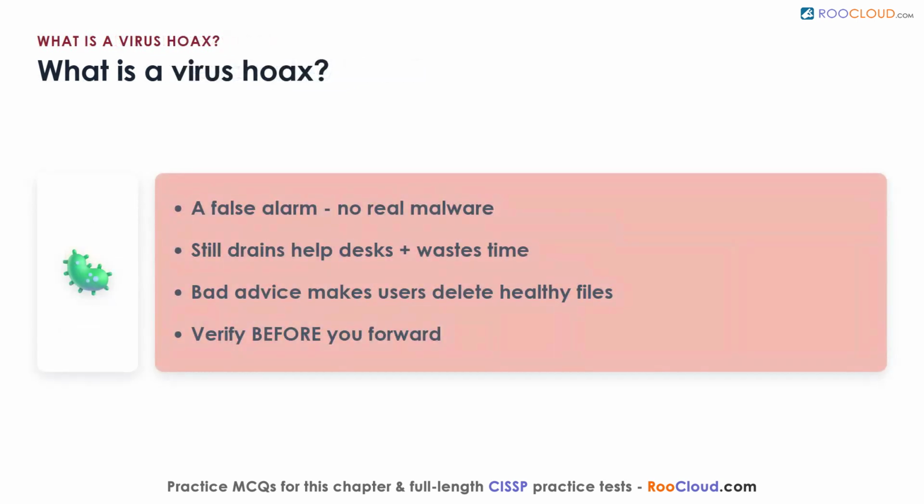What is a virus hoax, and why does it still cost you? Not every threat is real code. A hoax is a false alarm, a message warning of some unstoppable, uniquely destructive virus that no product can catch. There is no actual malware, yet the hoax still drains real resources. Well-meaning people forward it, flood the help desk with questions, and sometimes delete healthy files on its bad advice. These warnings used to travel by email and now spread across messaging and social platforms just as easily. Treat the panic itself as the payload and verify before you forward.